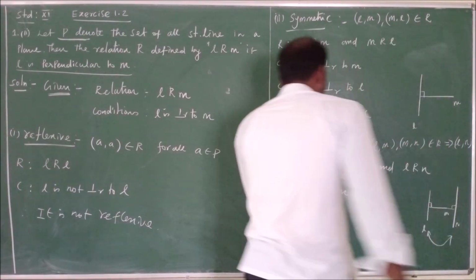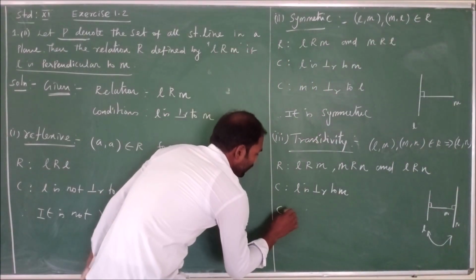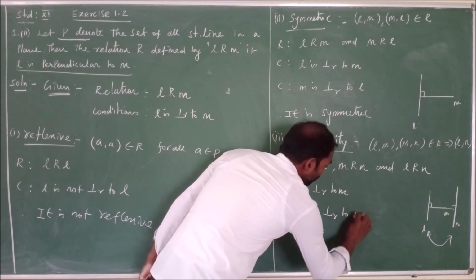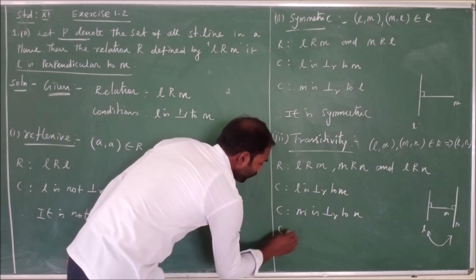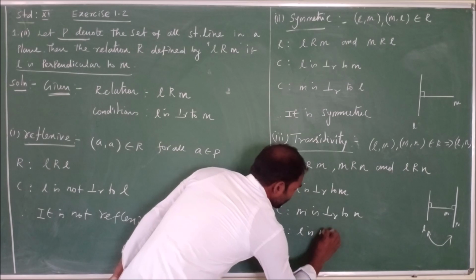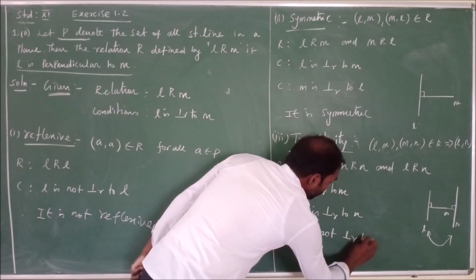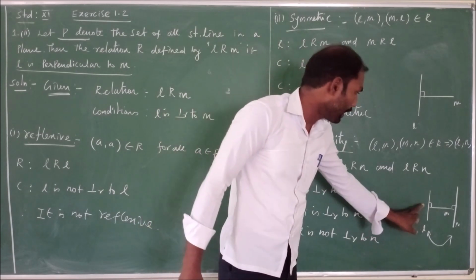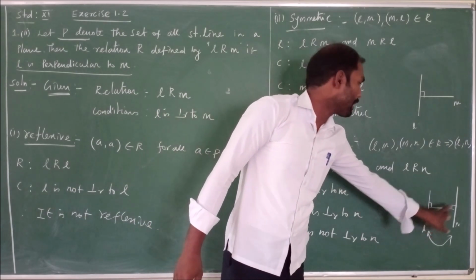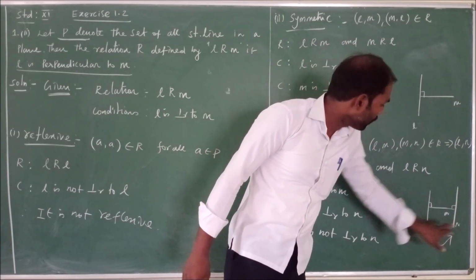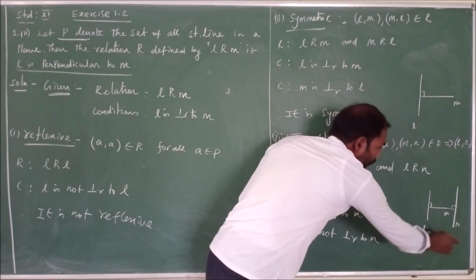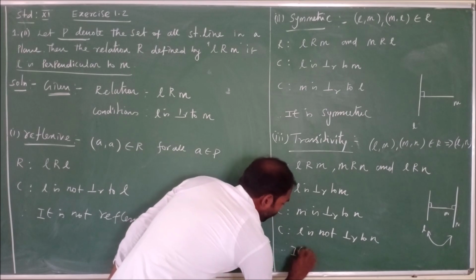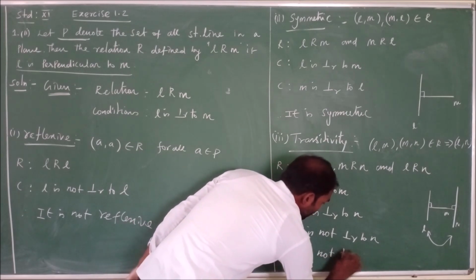So L is perpendicular to M, the first condition is satisfied. M is perpendicular to N, the second condition is satisfied. But the third condition fails: L is not perpendicular to N. See the example: L is perpendicular to M, M is perpendicular to N, but L is not perpendicular to N. It is parallel. So it is not transitive.